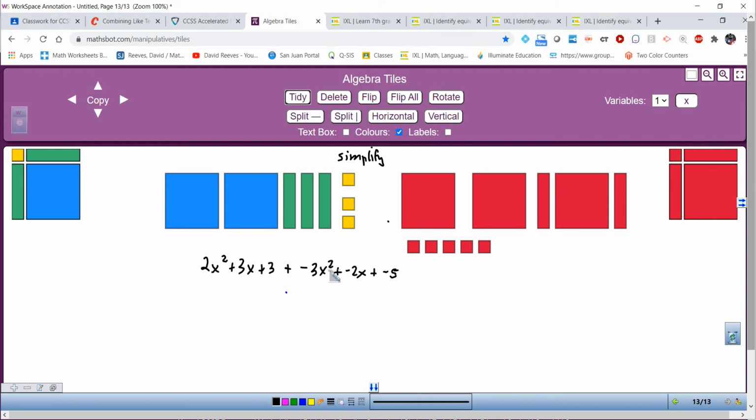Now, when I go to put these together, what's going to happen, right? I have 2 positives and 3 negatives. So what do I have more of? I have more negatives. So I'm going to have a red one left here, right? I've got 3 positives and 2 negatives. So what's going to happen here? I'm going to have a green one left. And then I have 3 yellows and 5 reds. What's going to happen? I'm going to have a couple of red ones left right here.